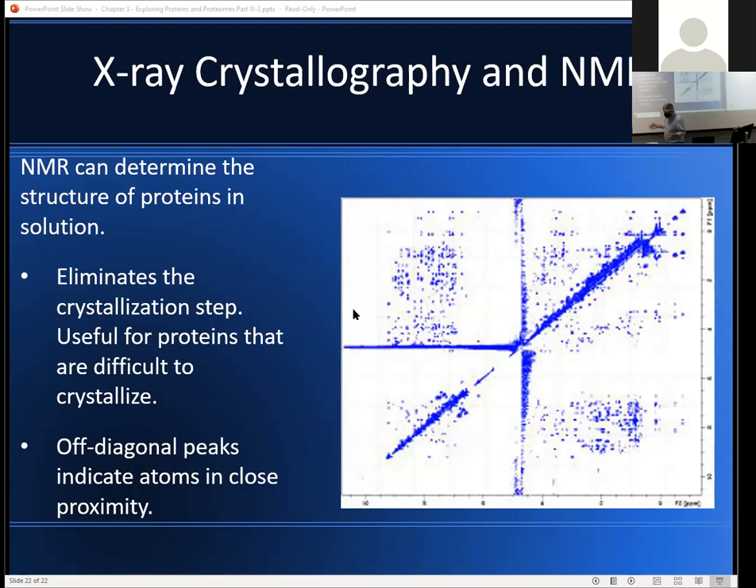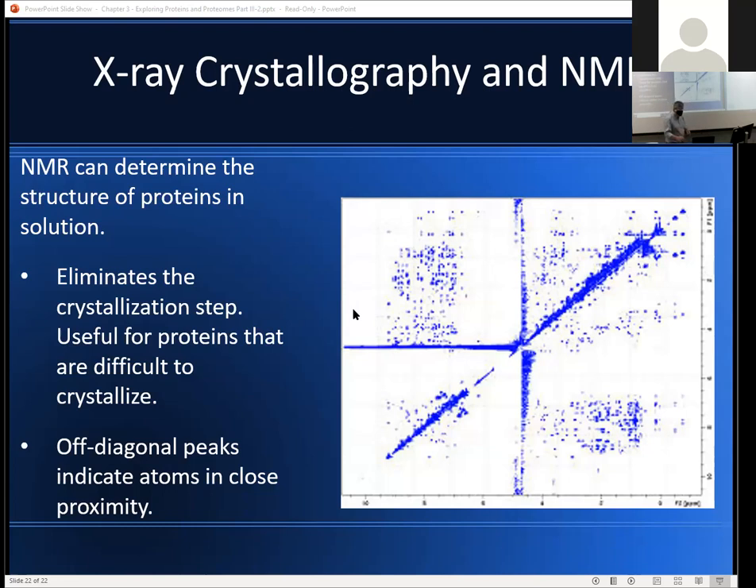So how do we solve protein structure if X-ray crystallography is the gold standard and we can't crystallize the protein? Well, we can use NMR. NMR can determine the structure of proteins in solution. This eliminates the crystallization step, which is huge. Crystallization is probably the most challenging aspect of X-ray crystallography.